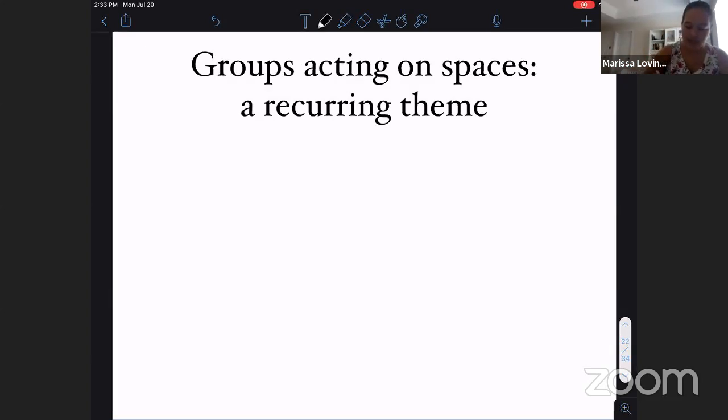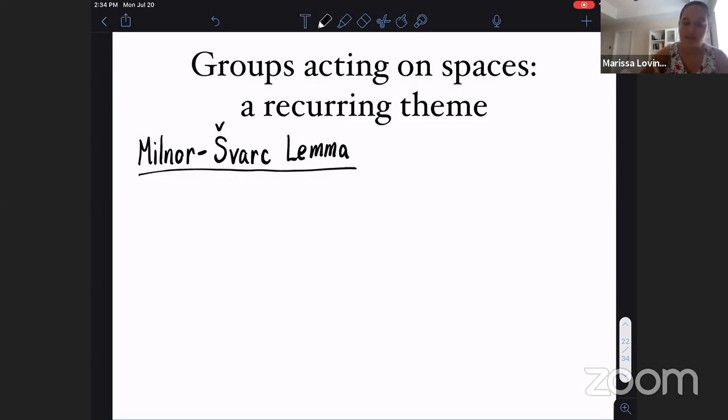The first thing I want to say is about groups acting on spaces. There's this very fundamental lemma. I always say Milnor-Schwarz, but it's spelled this way, so I might be pronouncing it wrong. But there's this awesome lemma, which gives us a really strong relation between a group and a space when you have a nice enough action of that group on that space. So in particular, if we have a group G.